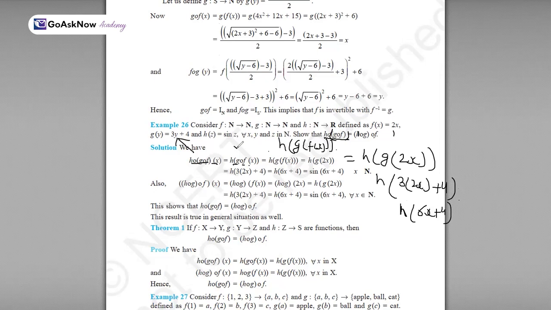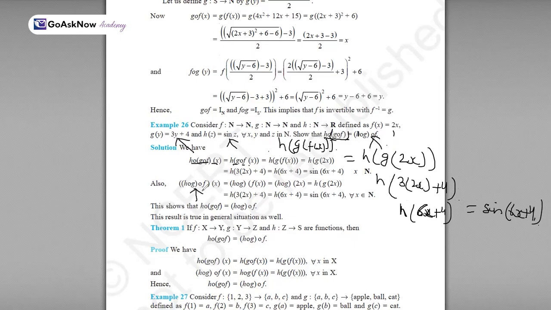Now, what is the h function? Sin z. In the sin z, I have to put the value of z, which is 6x plus 4. So sin(6x plus 4) will be the final output of (h o g) o f. Similarly, if we find h o (g o f), so this is the right hand side of this function.